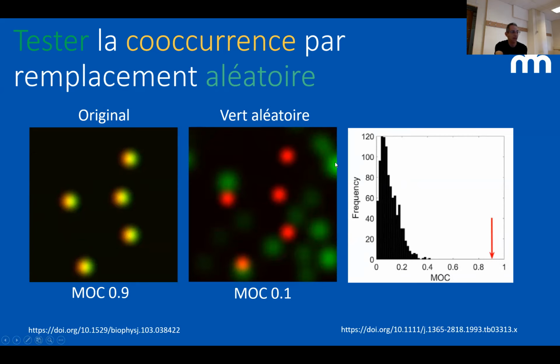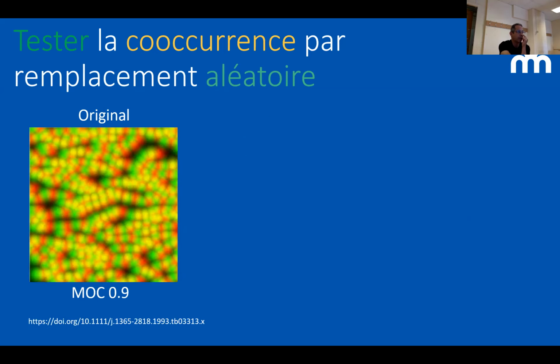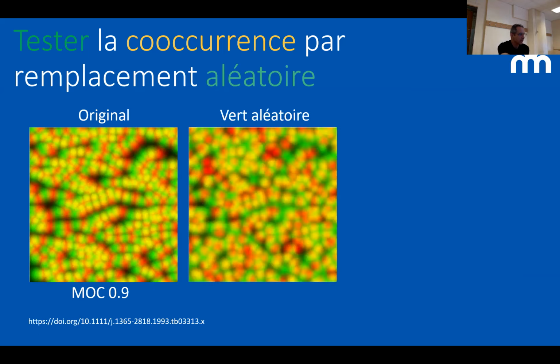Because it cannot happen in a random fashion. If your dots are overlapping that much, it's because they are close to each other. This is another example where you have the same Mander's coefficient of 0.9. You scramble the same image like that. So you scramble the green image, but you don't touch the red. And you also have a Mander's coefficient of 0.9.